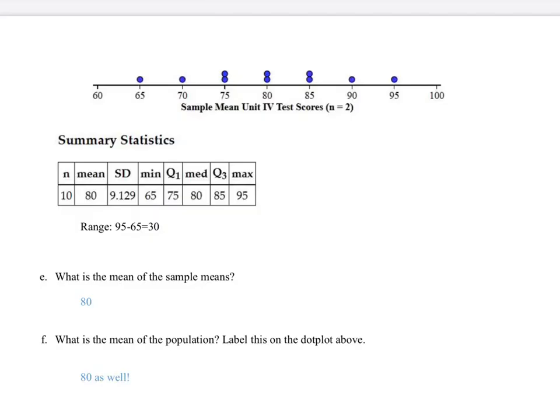So what was the mean of the sample means? 80. What was the mean of the population? 80. Take note. That will come up again. All right, and label it on the one above. Okay, here, the sample mean is 80.